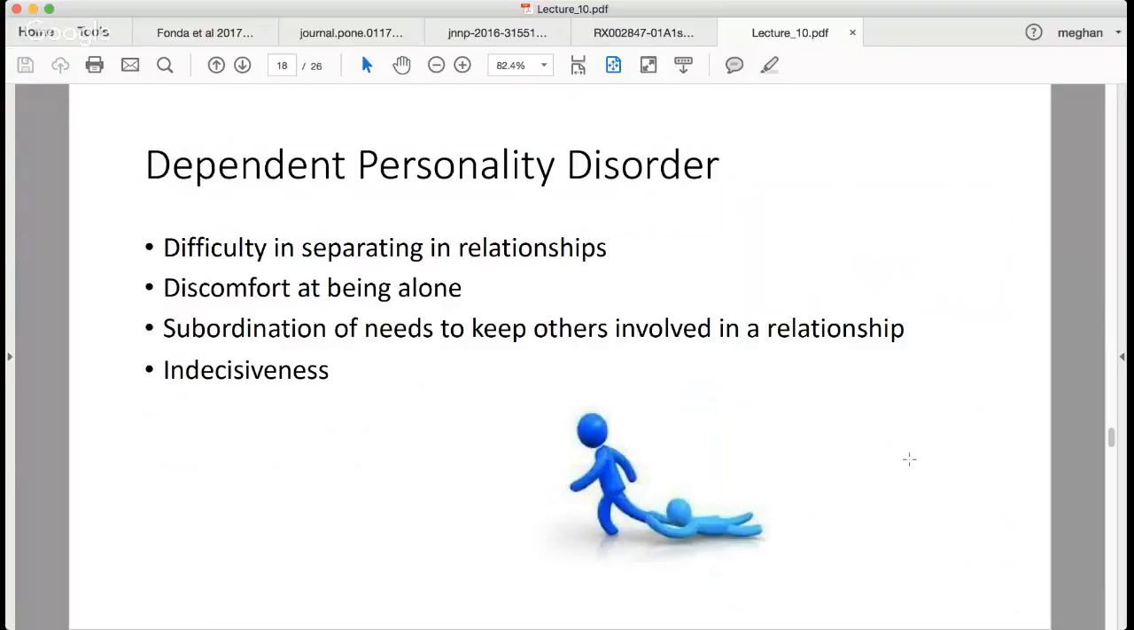It is more common in women than in men, which may be due to a higher prevalence of neuroticism and agreeableness in women. It is often comorbid with mood disorders, anxiety disorders, eating disorders, and somatic symptom disorders. Causal factors include authoritarian and overprotective parents and maladaptive schemas about weakness, incompetence, and needing others to survive.